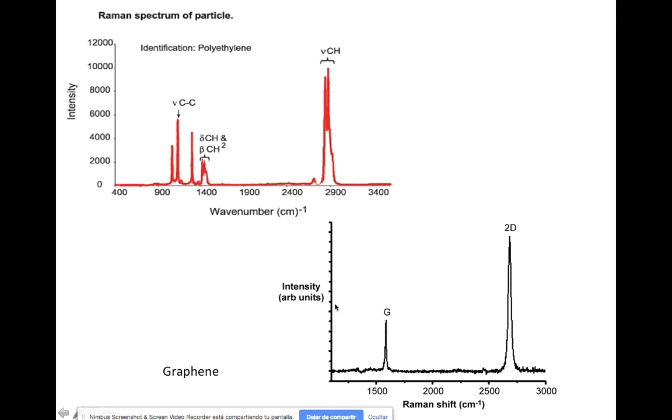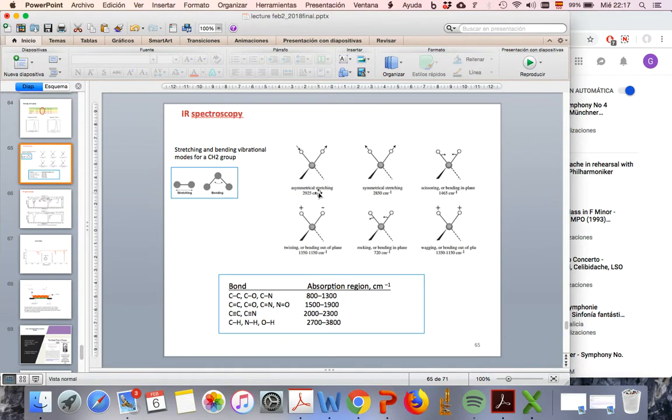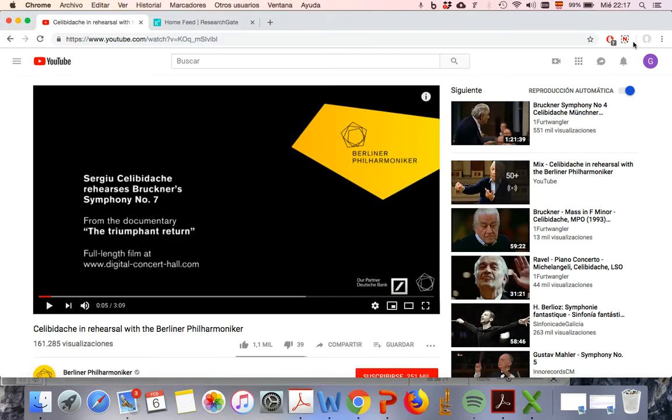For graphene, you can see the two signals, the 2D and G bands. So with this, I will finish this lecture, and I thank you for your attention. Thank you very much.